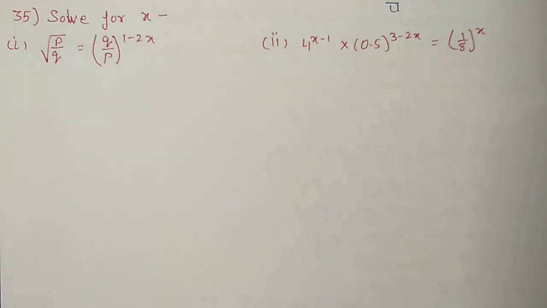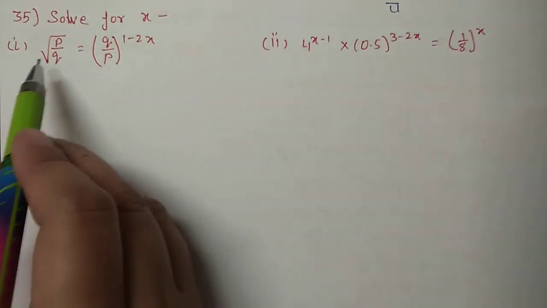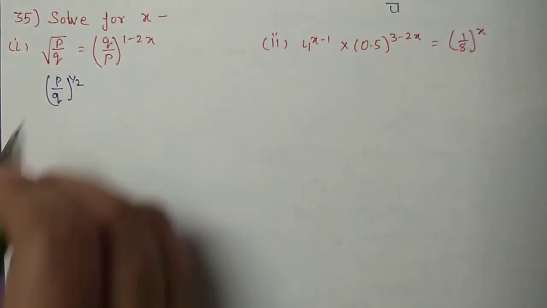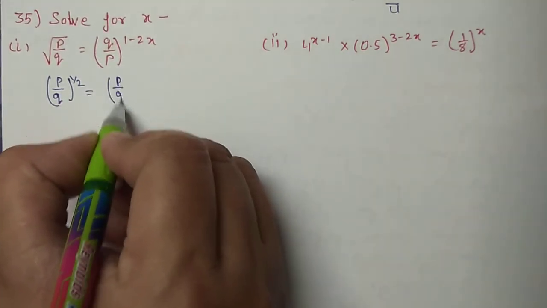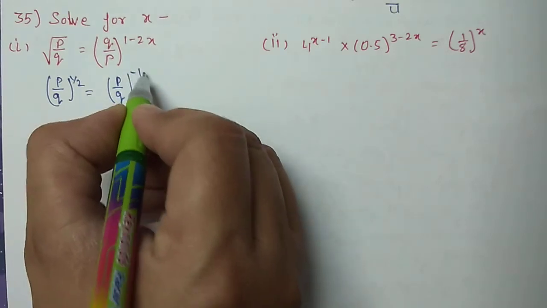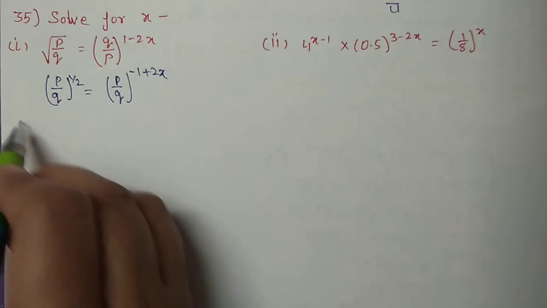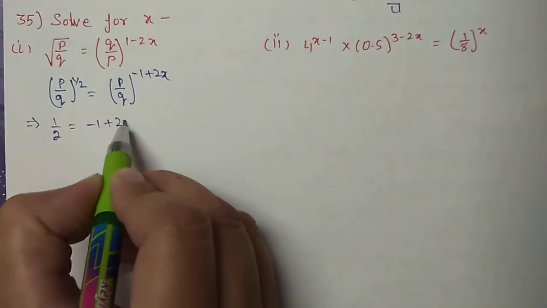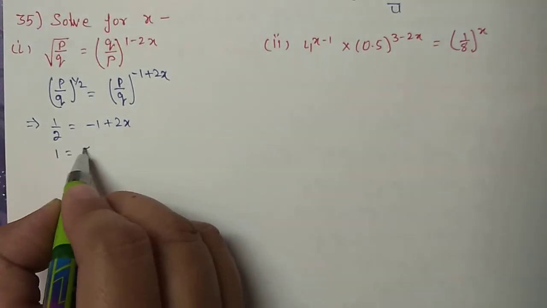Question number 35. Solve for x. Root of pq equal to q by p power 1 minus 2x. So this we can write as p by q to the power half. Root means power half. This also we will make p by q and will change the sign here. It will become minus 1 plus 2x. Now we can compare the power. 1 by 2 is equal to minus 1 plus 2x. This 2 we shift to the other side. It will go for multiplication.